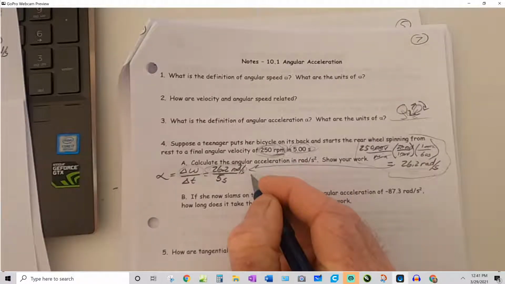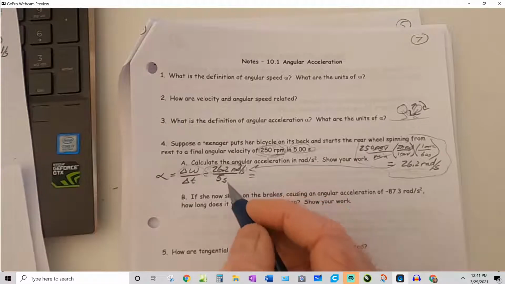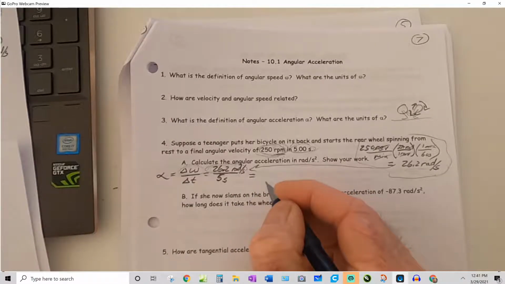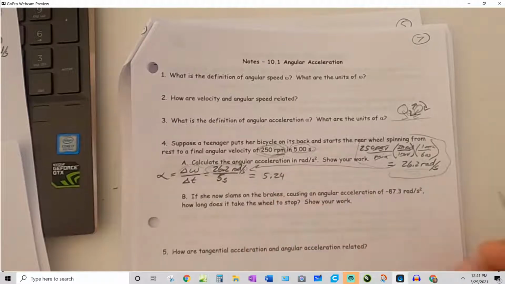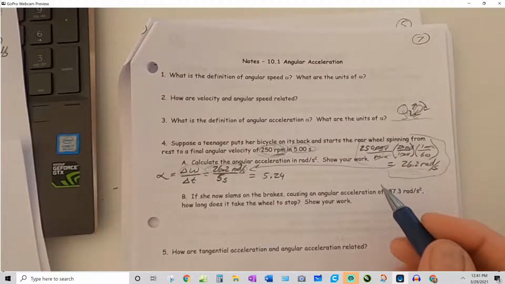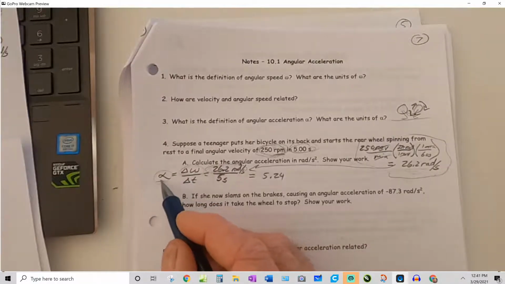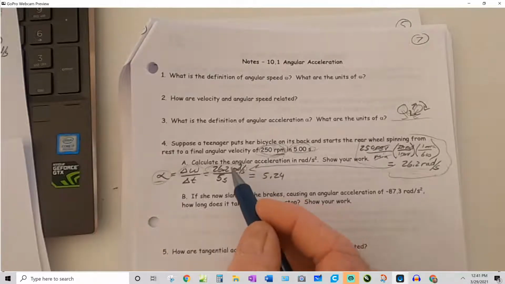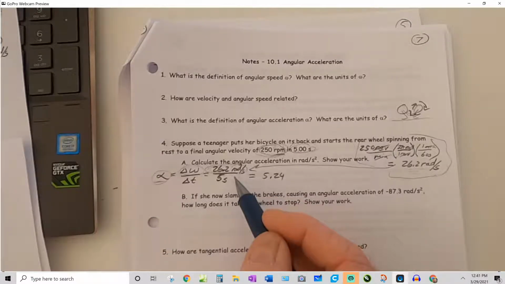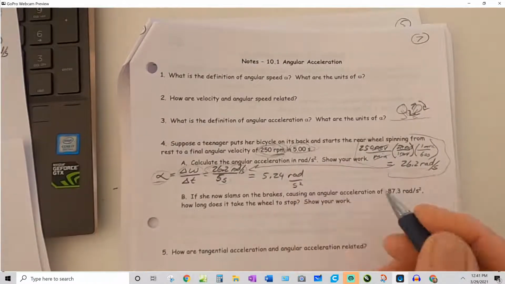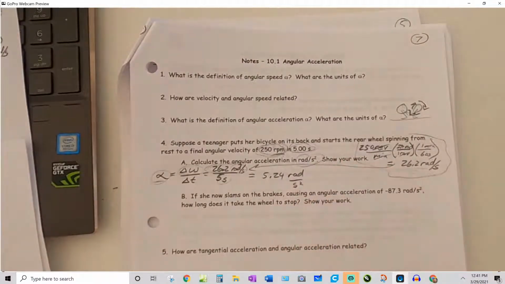So the acceleration ends up being 26.2 divided by 5, and that's 5.24. And think about what the unit should be. You can think about it in terms of, okay, Mr. Stapleton told us what the units of angular acceleration are, or you can look at what we're dividing. Radians per second over seconds. So it should be radians per second squared. Oh, and it even tells you, do it in radians per second squared.